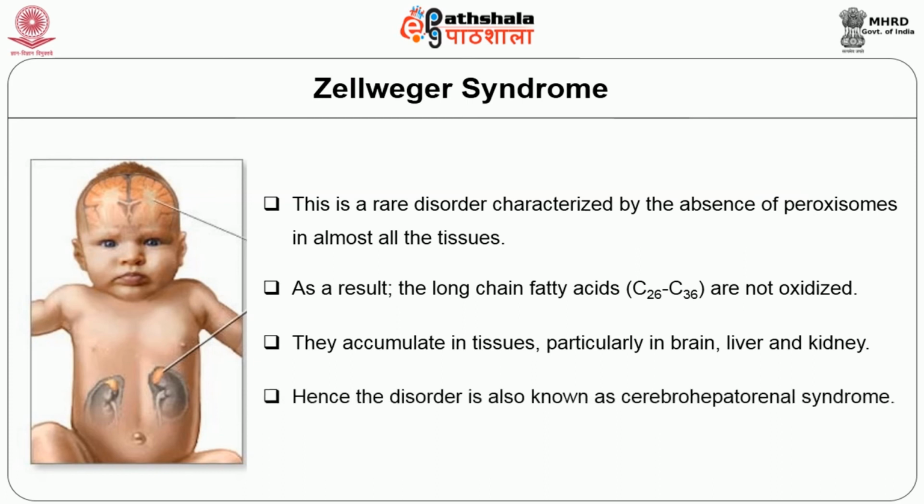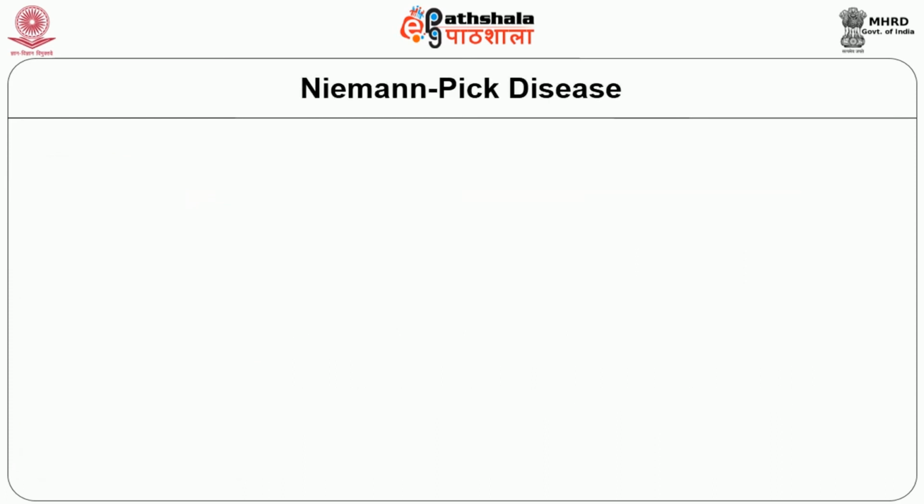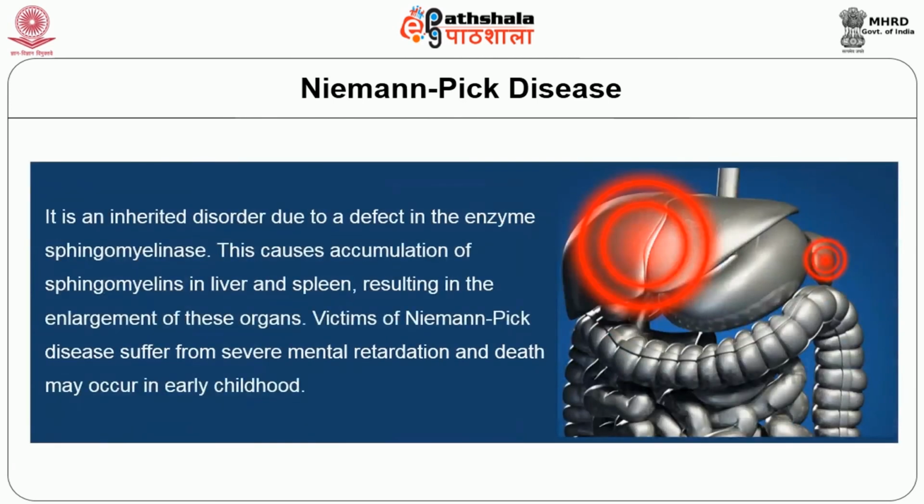Hence, the disorder is also known as cerebrohepatorenal syndrome. Now, let's see about Niemann-Pick disease. It's an inherited disorder due to a defect in the enzyme sphingomyelinase. This causes accumulation of sphingomyelins in the liver and spleen, resulting in the enlargement of these organs. Victims of Niemann-Pick disease suffer from severe mental retardation, and death may occur in early childhood.